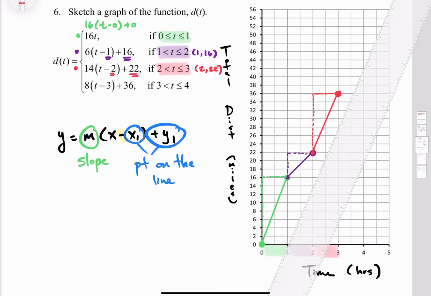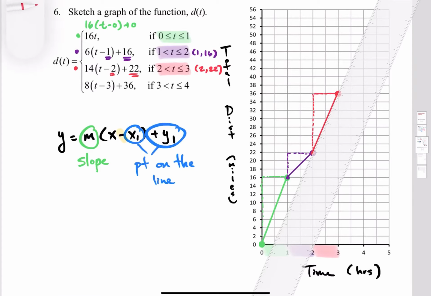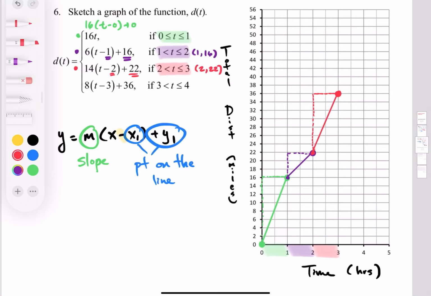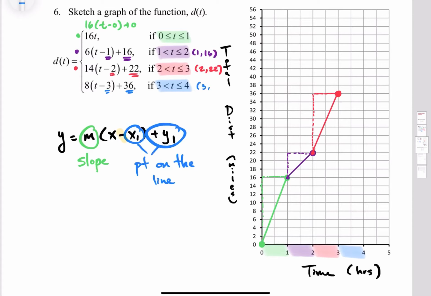Okay, now we have our final piece. Our final piece here is between the third and the fourth hour, so it's going to be between here and here. I'm going to draw that last piece. During that time, we can see that it's starting at 3, 36, which is where we left off, right over here. Then the slope is 8, so we're going to go up 8 and over 1. So 2, 4, 6, 8, and then over 1.